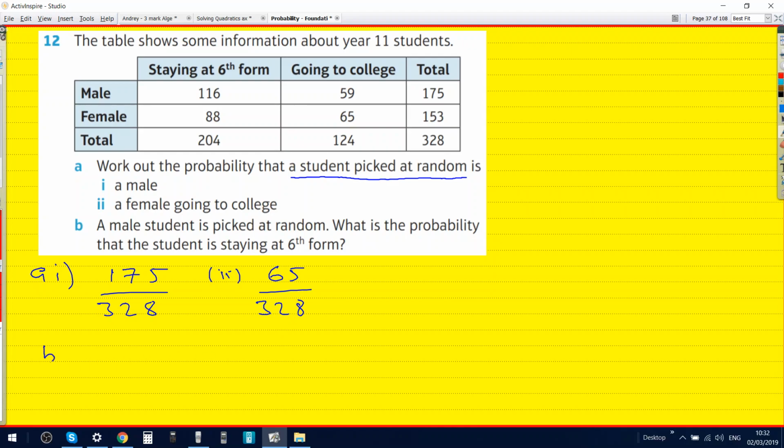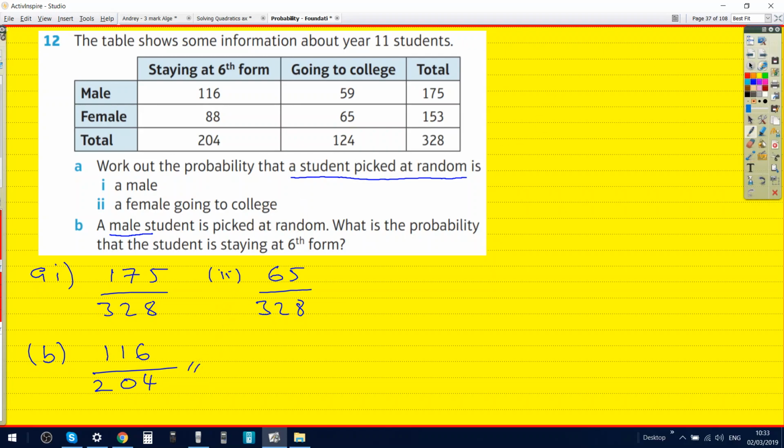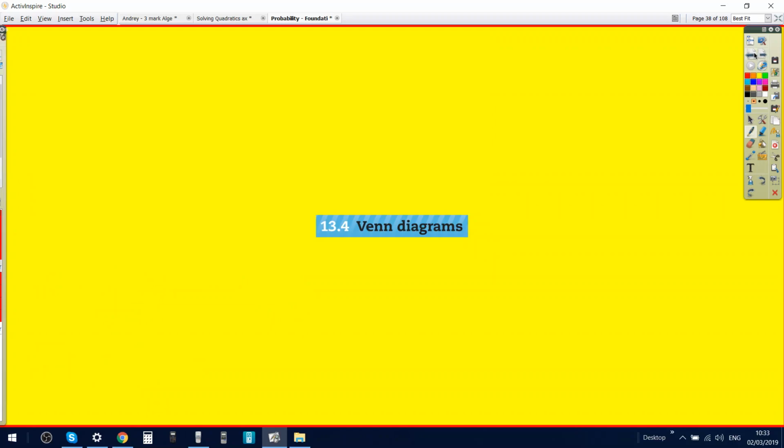Part B. Right, what's the probability that the student is staying at sixth form? So a male staying at sixth form is 116, and because it's picked at random, it'd be over 328, so 116 over 328. It didn't say a student is picked at random, it says a male student is picked at random. So would it be over 200? Would it be 200 over 240? No, 204. Sorry. Yes. And so that's just something to watch for with these, what it's out of. So probability from tables and stuff.